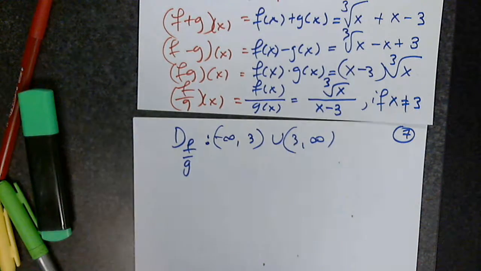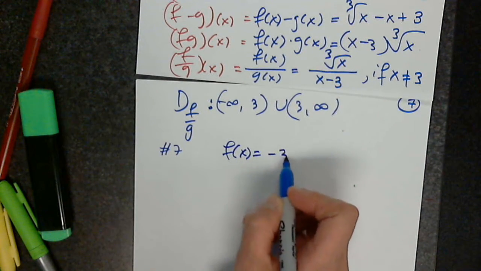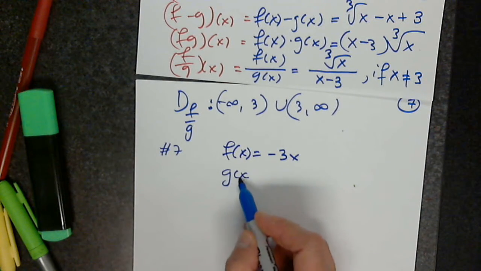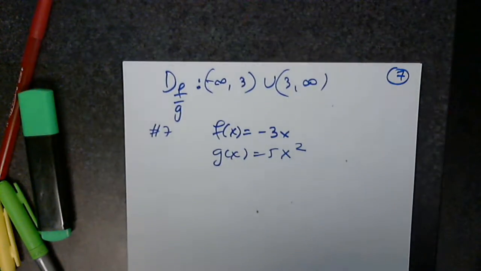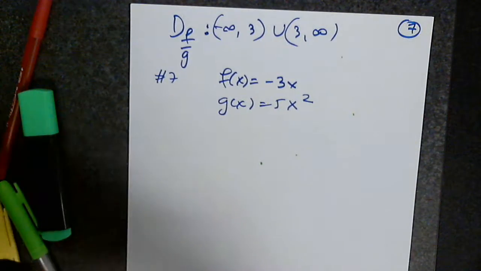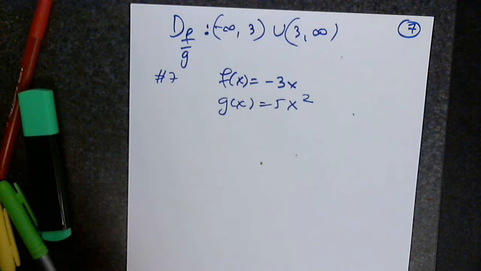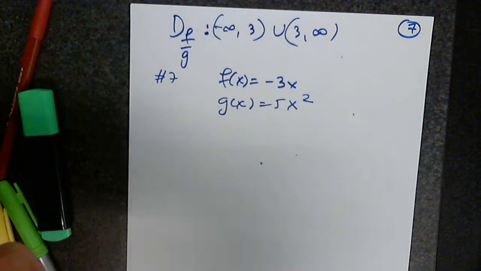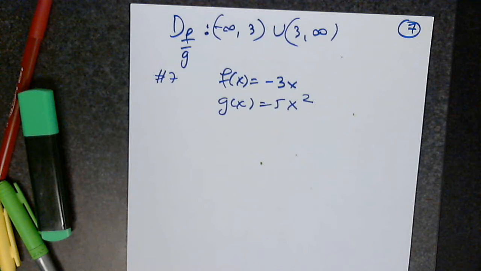Okay, I'm going to choose 7. In 7, we have f of x equals negative 3x. And we have g of x equals 5x squared. Two minutes. I want to find the domain of each. I need the common domain. I need the sum, the difference, product, and ratio. And, of course, the domain of the ratio. 2 minutes. Shouldn't be that long.